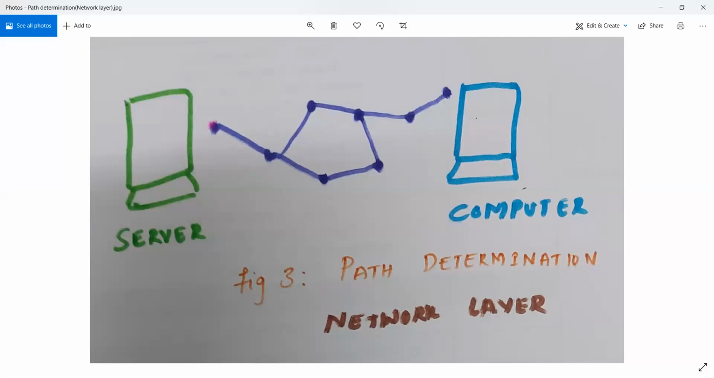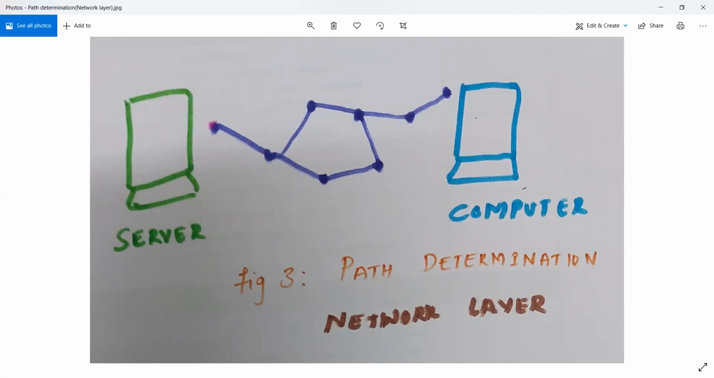There are many protocols in the network layer for path determination. For example, OSPF, which means Open Shortest Path First protocol, and next, BGP, Border Gateway Protocol. Next, IS-IS, Intermediate System to Intermediate System protocol. These are the three types of protocols used in the network layer for path determination.